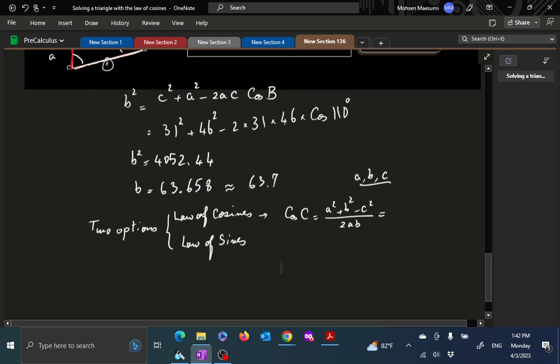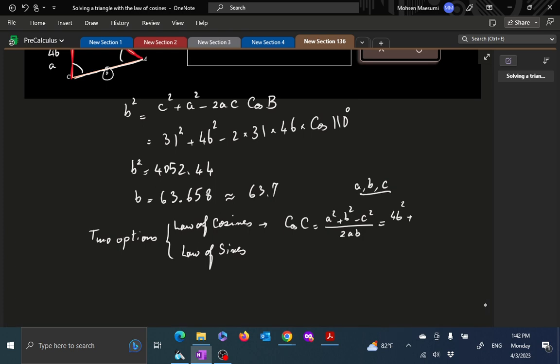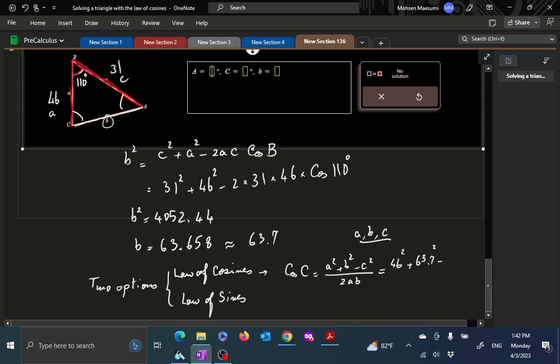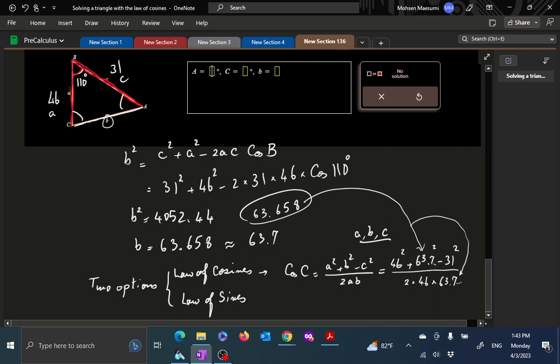So I have A was 46. B we just calculated. Notice this is not a round number, it's just using the approximation. Minus C squared, C squared was 31 squared, over twice A, which was 46, times B, which is 63.7, etc. Now at this stage you better have the accurate number, 63.658. So we write that, and that better be used in these two spots so that we don't lose accuracy.